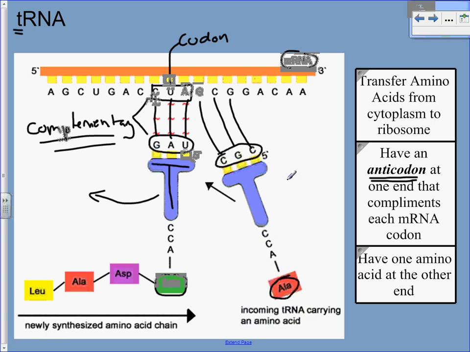This is what the tRNA actually looks like. If you look here, you can kind of see this T. This is a big, long strand of molecules that makes up the tRNA.